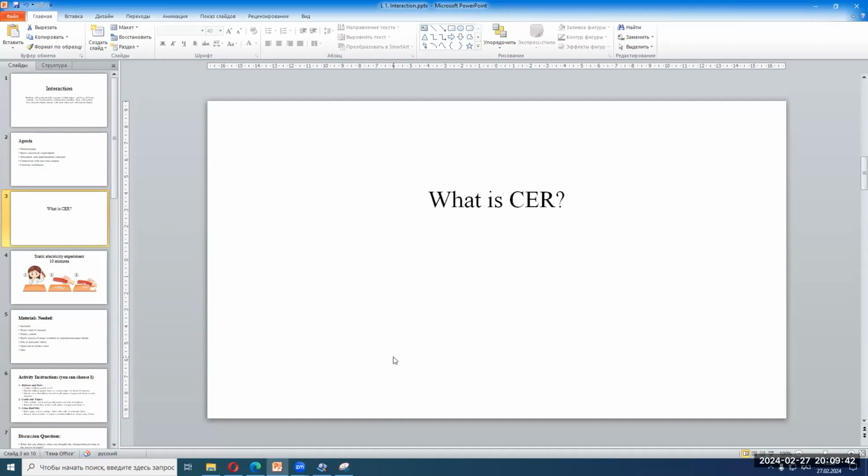Yeah, it's three words, but we already studied what is CER. So who can explain exactly what it is? An approach, technology, some method? Why do we need CER? Why is it important? CER is helping us to make or construct a scientific explanation.